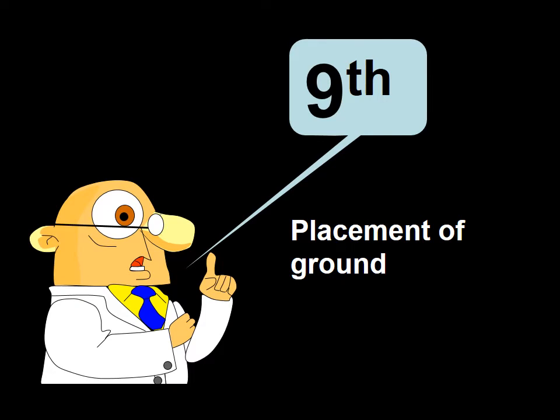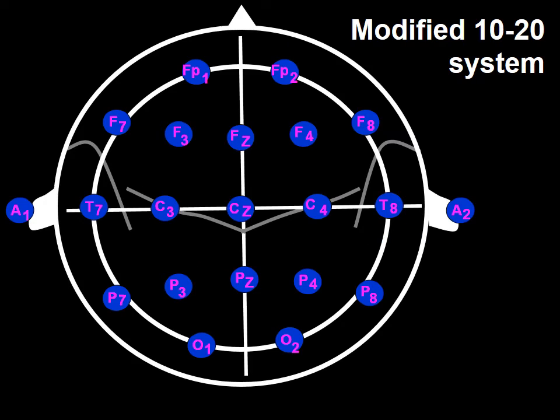Then I take the 9th step. The 9th step is placing the ground. The ground can be placed at different sites, but within the head. Usually it is placed in the midline of the head or over one of the mastoids. In this frame I have placed it in the frontal region, as you can see.